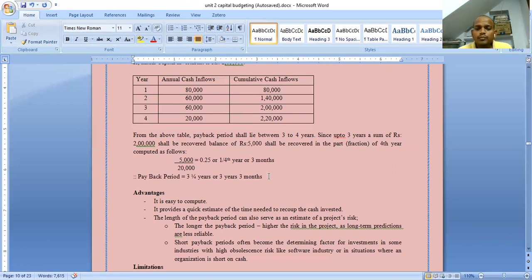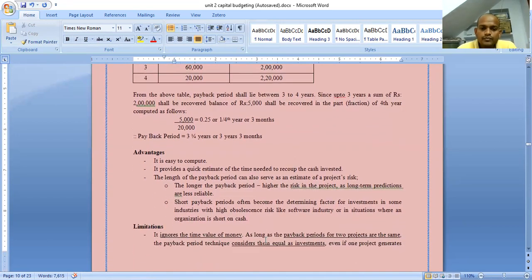So what the payback period suggests is, if the payback period is less when compared to other projects, consider the project with the shorter payback period. Because whenever the period extends, risk will also be there, and uncertainty will also be there.